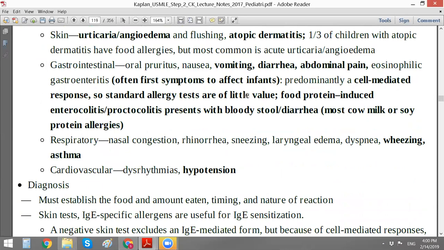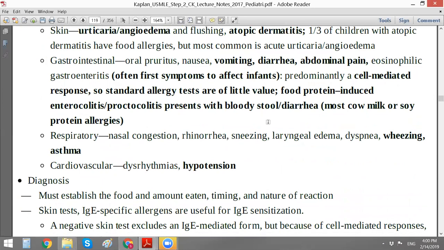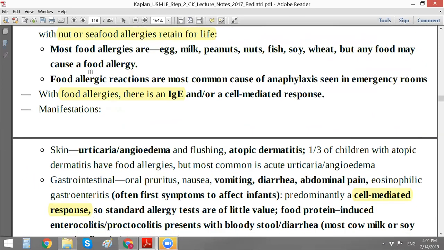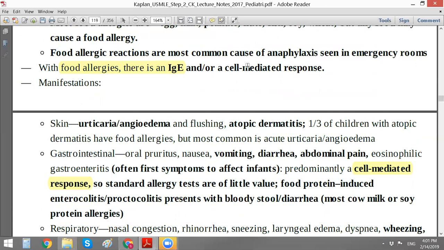So standard allergy tests are of little value. Food protein-induced enterocolitis and proctocolitis present with bloody stool and diarrhea, mostly with cow milk and soy protein allergies. They are like bloody diarrhea. These are cell-mediated, not IgE.